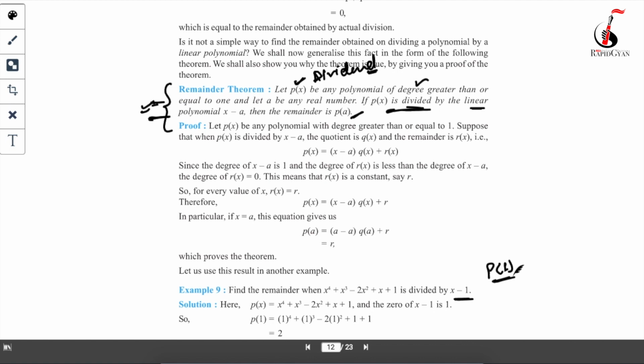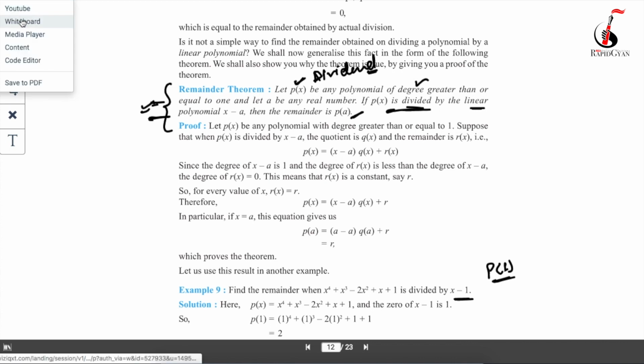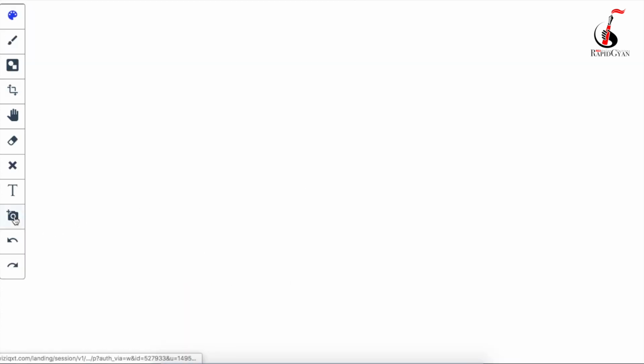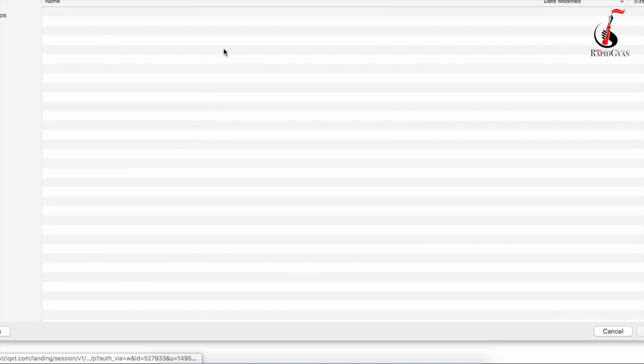Okay, so let's solve this question. If you solve this question, you will be able to understand your remainder theorem. Let me go to your whiteboard and upload that question over here.